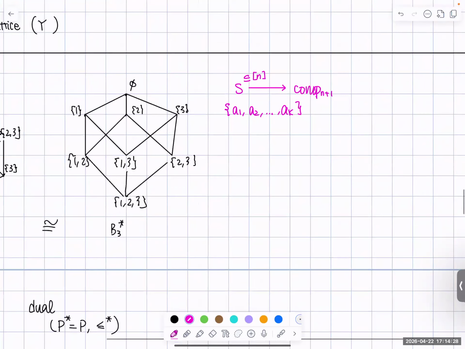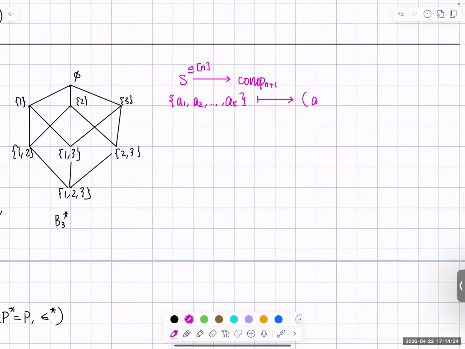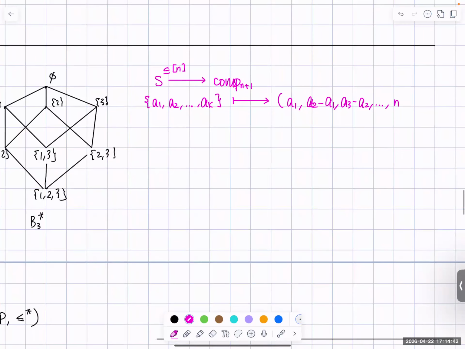Okay, so what I'm going to do is create a composition by A1, and then A2 minus A1, A3 minus A2, and so on up to N plus K minus AK. So let me give you an example. For example, if I have N equals 10, and then I have the set 3, 4, 6, 7.